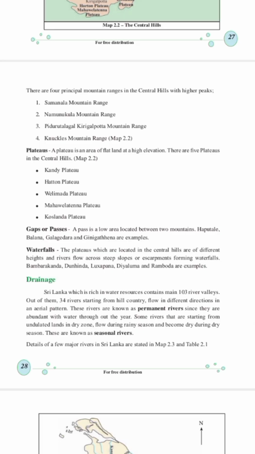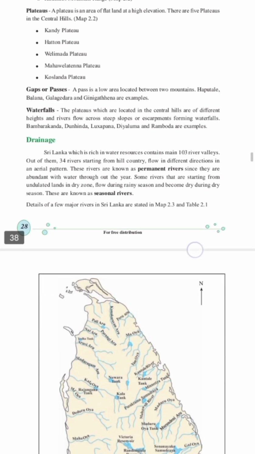Okay, waterfalls. The plateaus which are located in the central hills are at different heights and rivers flow across steep slopes of escarpments forming waterfalls. Bambarakanda, Dunhinda, Laxapana, Diyaluma, and Ramboda are examples. Okay, most of the waterfalls start from the central hills because there are a lot of mountains.